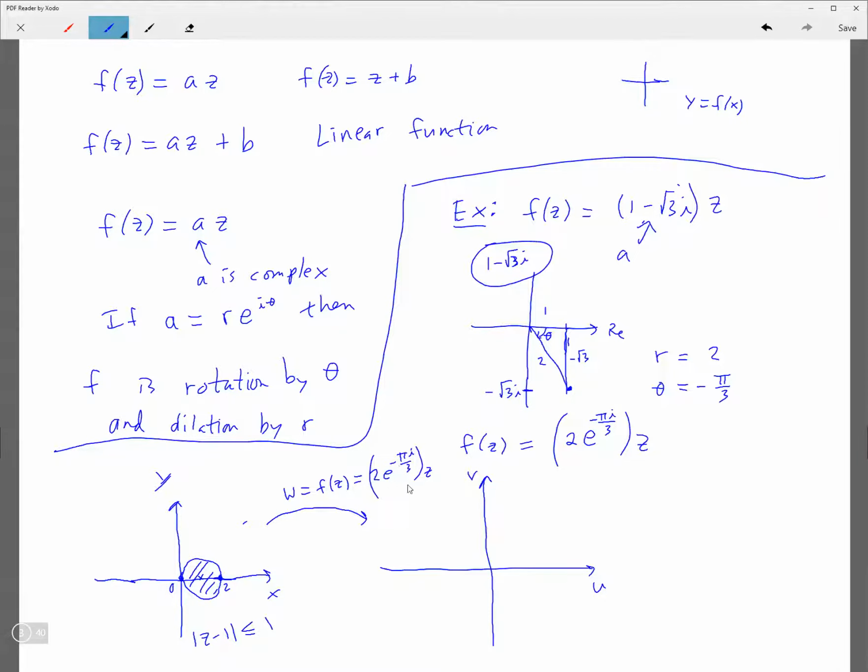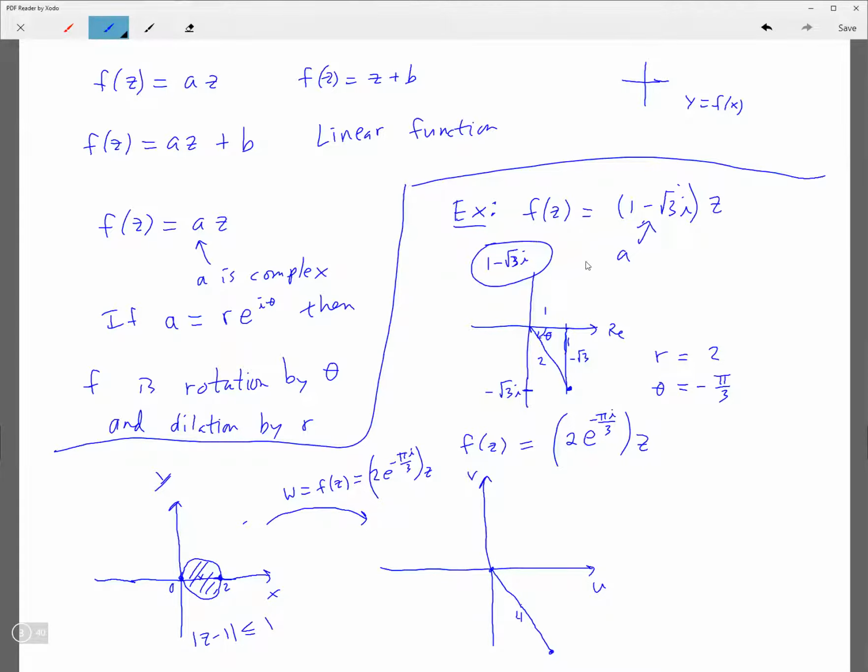Okay, and then this part right here, the e to the negative pi i over 3, that's going to rotate it to an angle of pi over 3. So if this is pi over 3, this goes out 2. We're going to take this radius all the way to 4. So that's going to be 4. And then the 0 will stay the same.